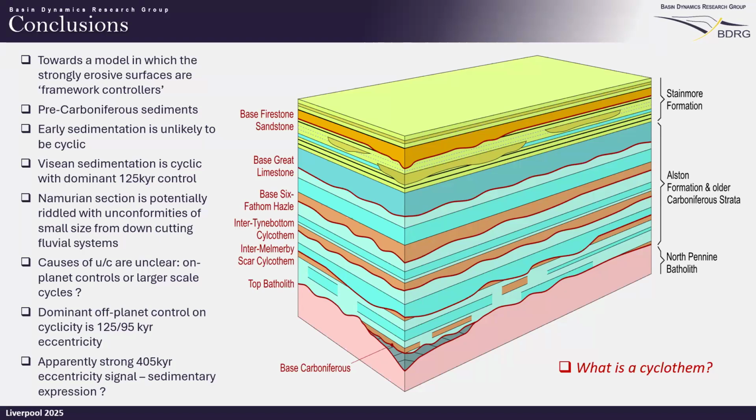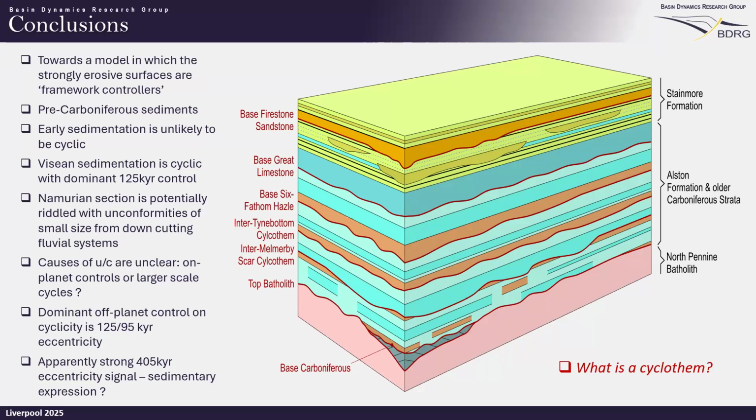The Namurian section is potentially riddled with unconformities up in the top here, many of them down-cutting. That's causing us a few problems at the moment in trying to understand that. The causes of many of these unconformities are unclear to me at the moment. And there's an apparently strong 405 cycle in some of it, which I also don't fully understand as to what that means, or indeed what its sedimentary expression is.